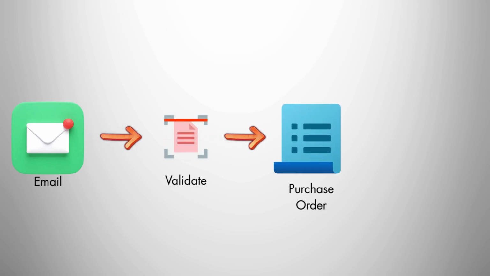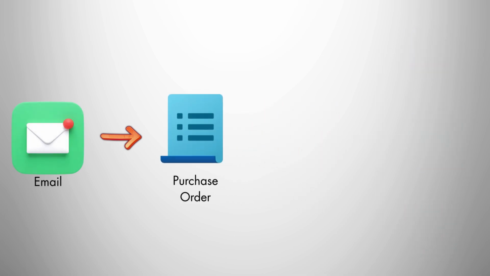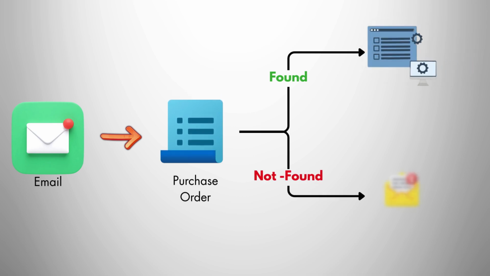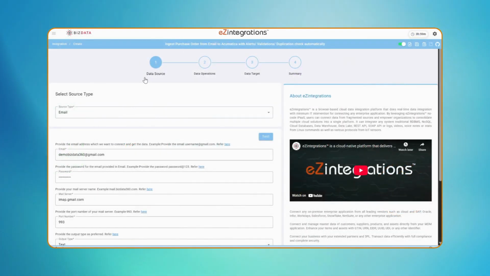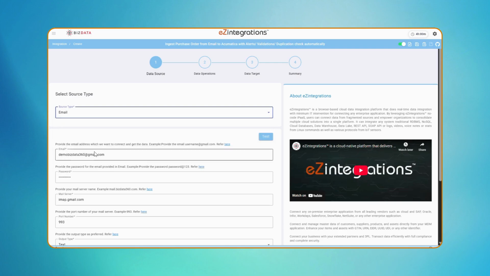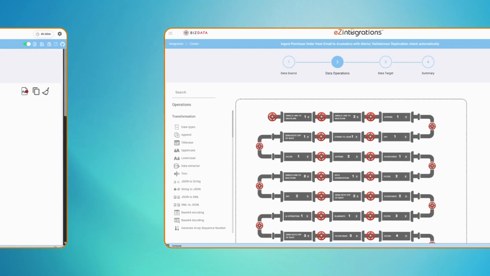In this workflow, whenever an email is received, eZintegrations first checks whether it contains a valid purchase order in formats like PNG, JPEG, or PDF. If a purchase order is found, the workflow continues. Otherwise, the email is ignored. So, to fetch emails, we connect eZintegrations with the email source by selecting email as the source and providing the required credentials. Once connected, we click Next to move to the next step.